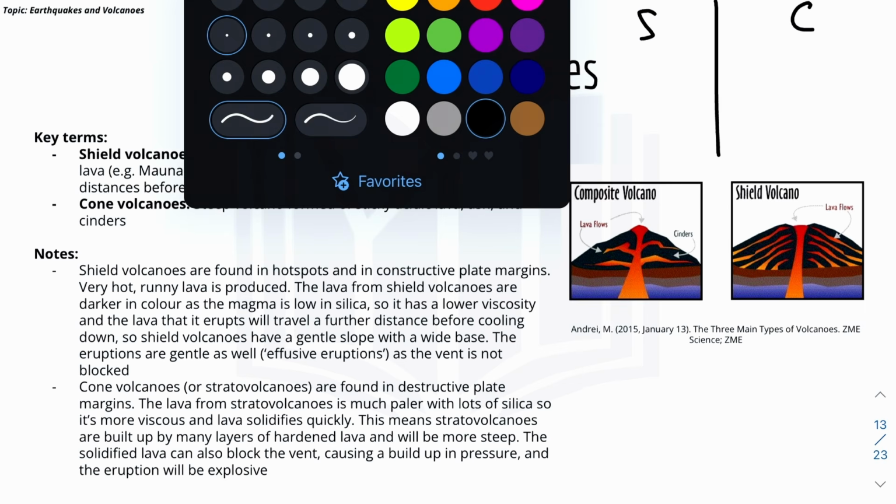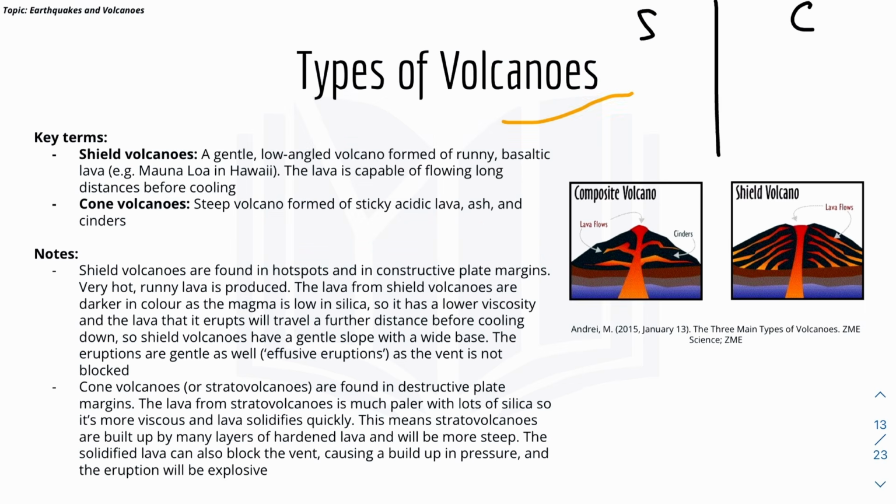So shield volcano has a very wide base, like this. Imagine this is a volcano, with the magma chamber like this. Whereas cone is very steep. And this is all due to the composition of the magma, or the rock within the magma chamber. And here are some notes on shield volcanoes and cone volcanoes. So shield volcanoes are found in hotspots and in constructive plate margins right here.